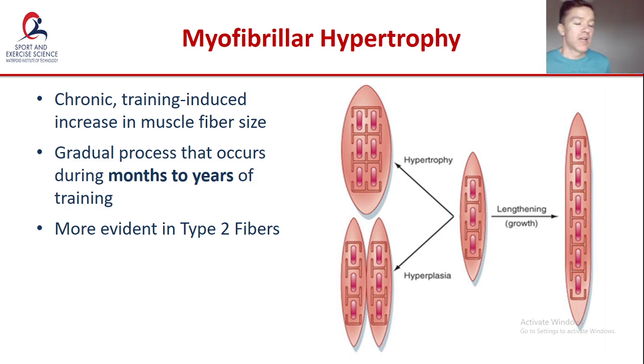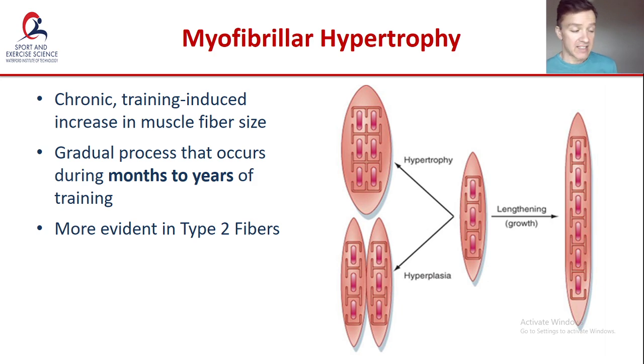Okay, myofibrillar hypertrophy then is a chronic training-induced increase in the muscle fiber size. It's a gradual process that only occurs following months to years of resistance training. And it's more evident in type 2 muscle fibers. So we've said that current evidence indicates that 90 to 95% of any increase in muscle size following resistance training is mainly due to hypertrophy, and specifically we're talking about myofibrillar hypertrophy.